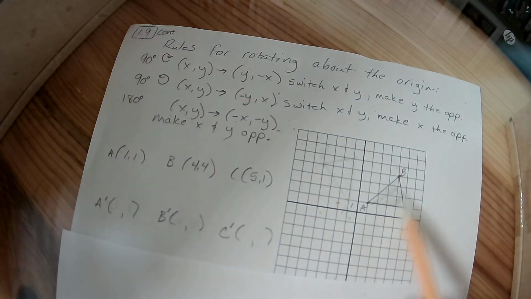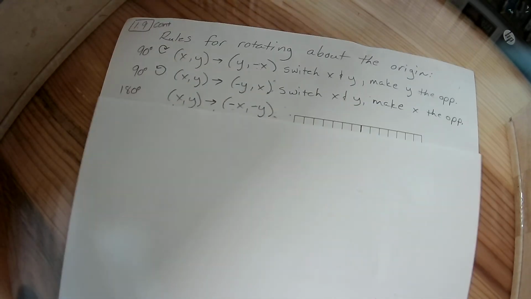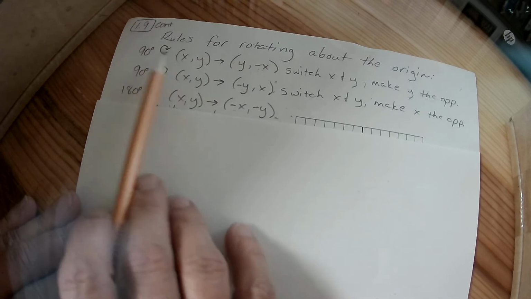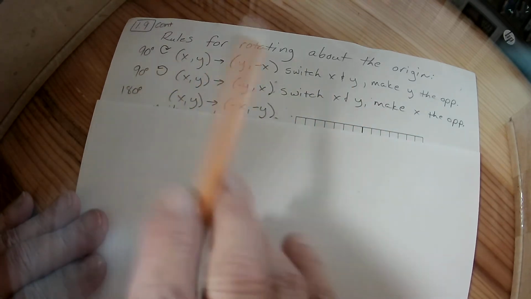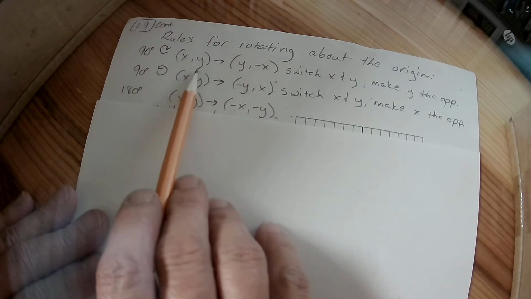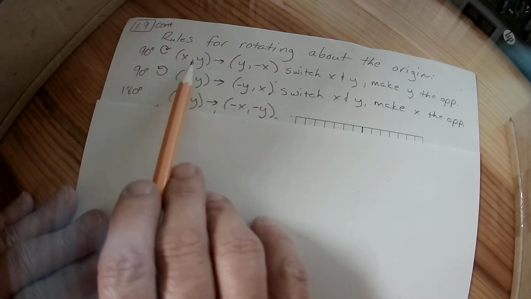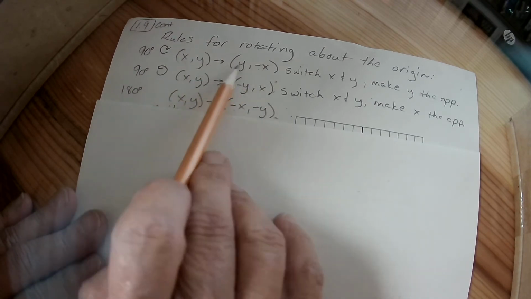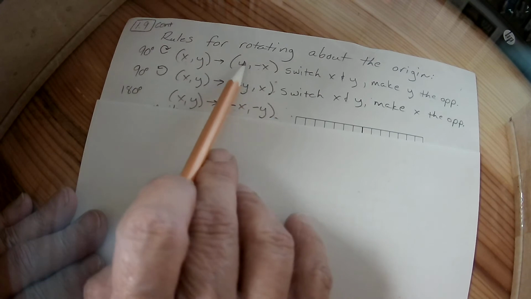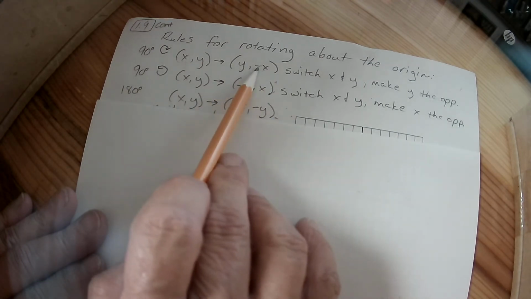Okay, so we have this figure right here, and we're going to want to rotate this 90 degrees counterclockwise. These rules right here, you're going to want to write these down. If you're going 90 degrees clockwise, this is the change you're going to make to your coordinate points. The way you read this is you take x, y, and x and y are going to switch places, and the number in this position becomes the opposite of what it was.